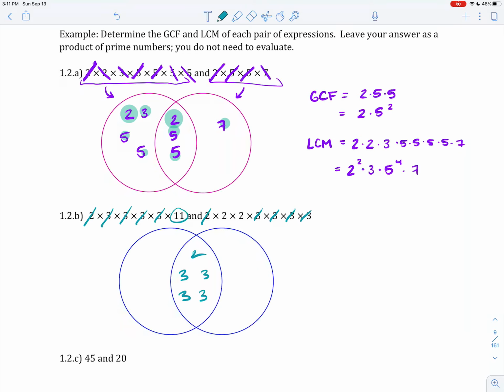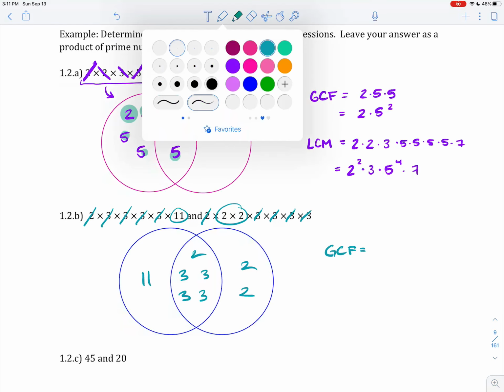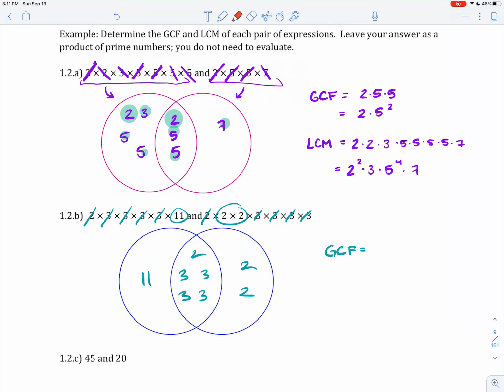And this first number on the left still has an 11. And this number on the right has another 2 times 2. So there's the Venn diagram of how this whole thing works out. If I want to look at the GCF, we're looking at this common area, which has a 2 and a 3 and a 3 and a 3 and a 3. And we can write that as 2 times 3 to the power of 4.